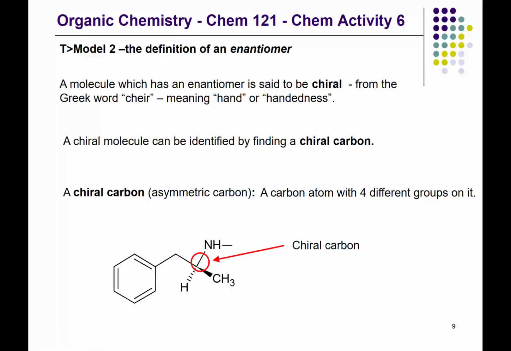In our synchronous sessions, we'll explore how to identify chiral carbons in molecules. We'll also explore how to designate which particular enantiomer we're working with. In other words, whether or not an enantiomer is the R isomer or the S isomer.